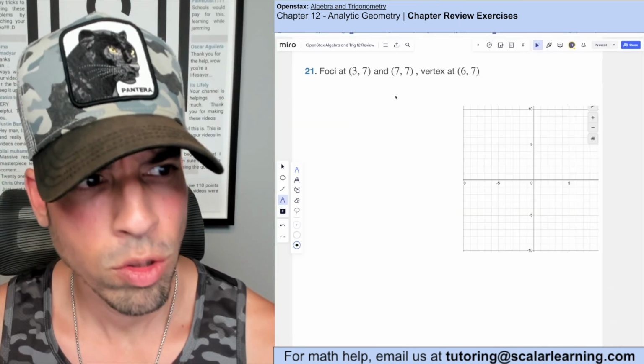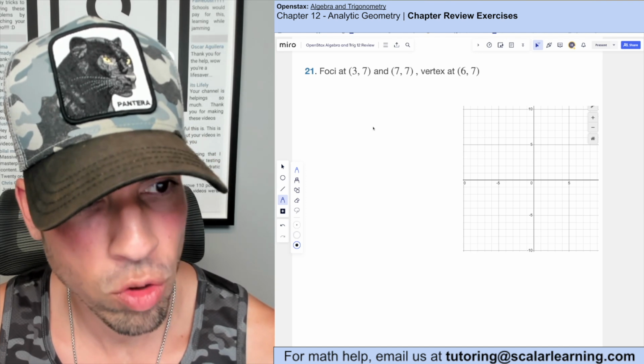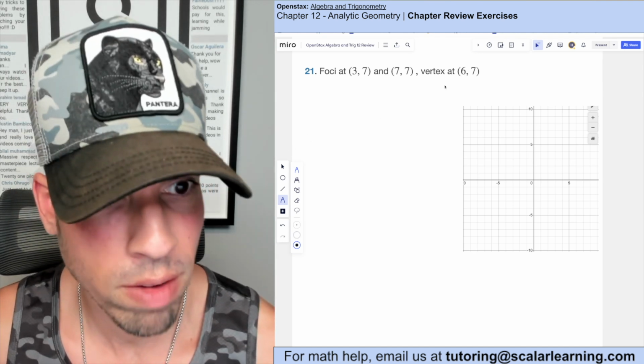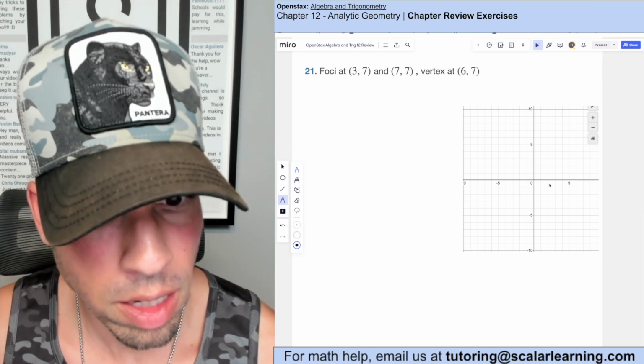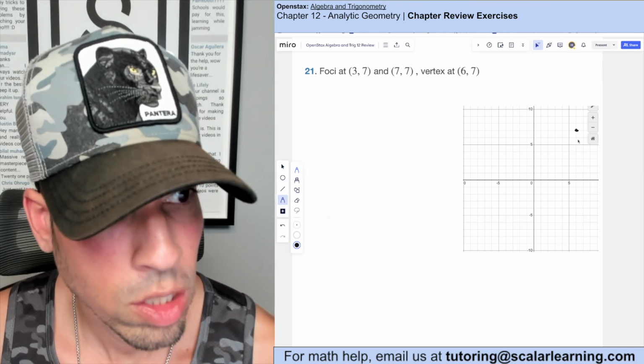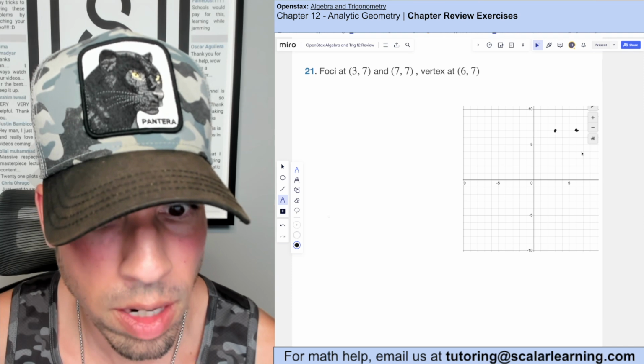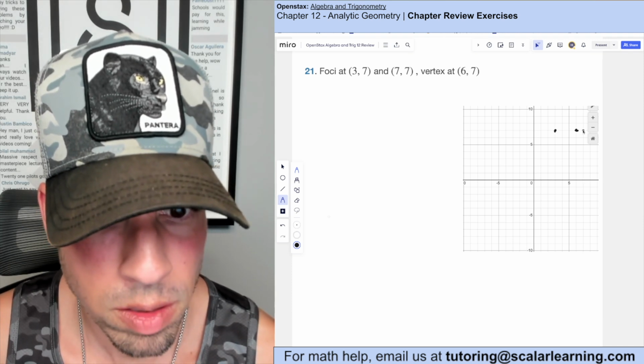Done. So for this one, we're meant to find the equation of the hyperbola. And I just put up this graph here just so we can get a rough idea of what the graph looks like. So we've got a vertex at 6, 7 right here. And it also says we have foci at 3, 7, and 7, 7 right there.